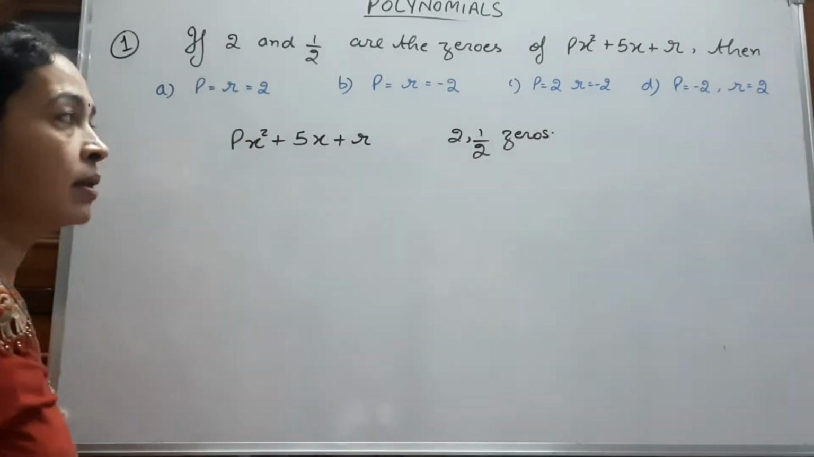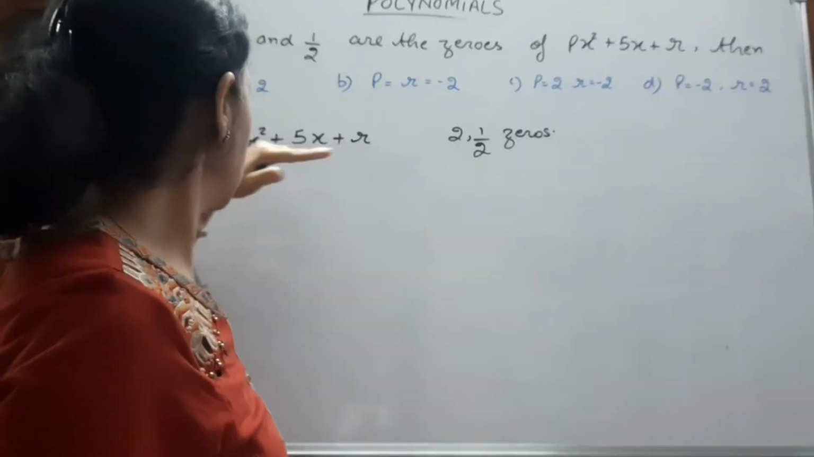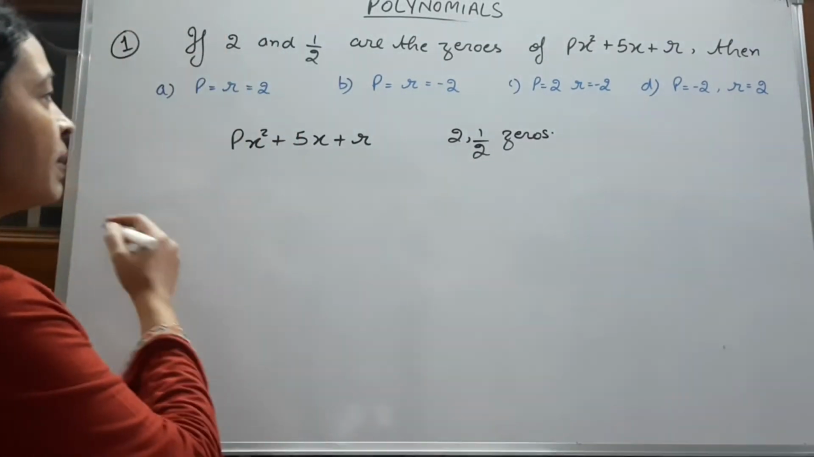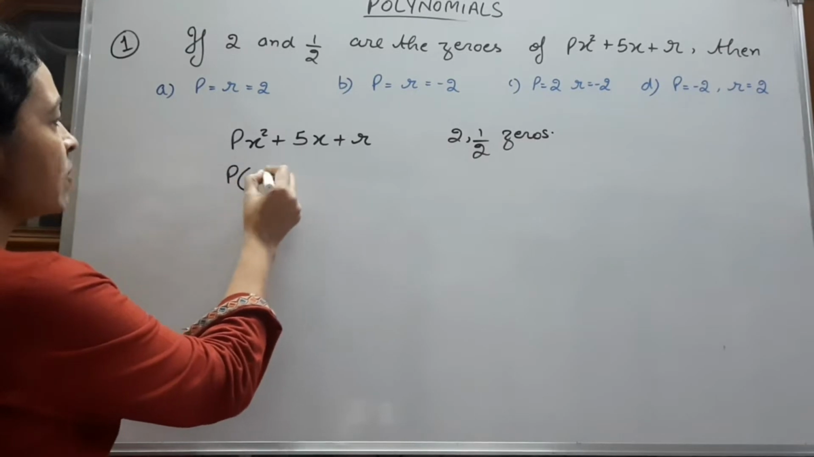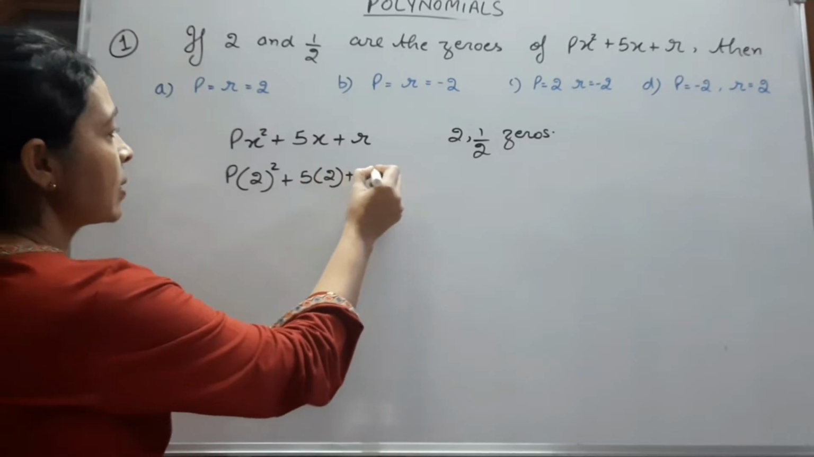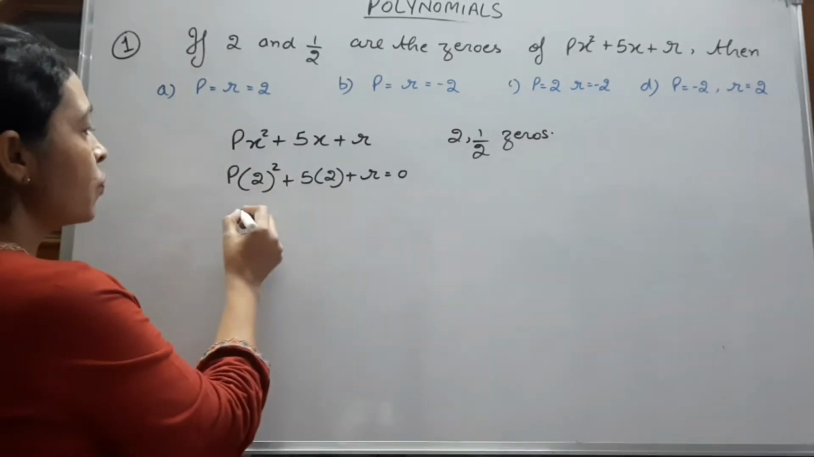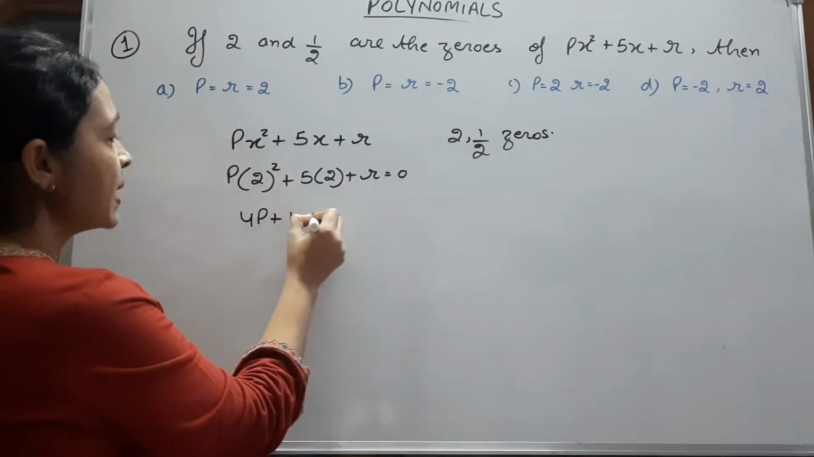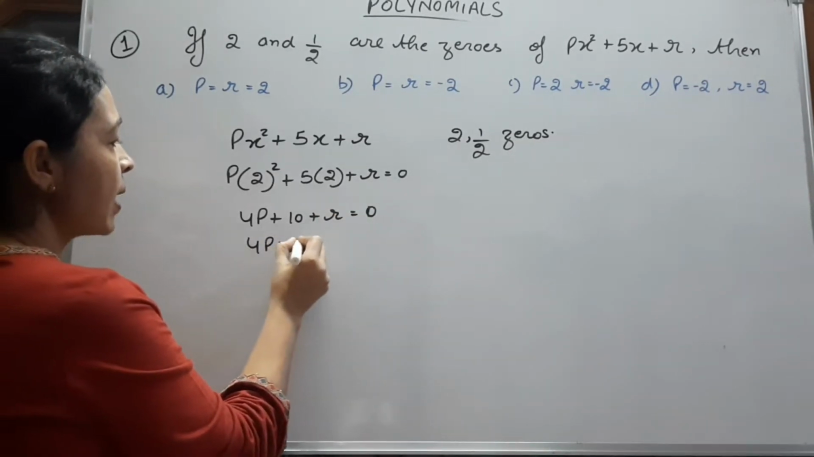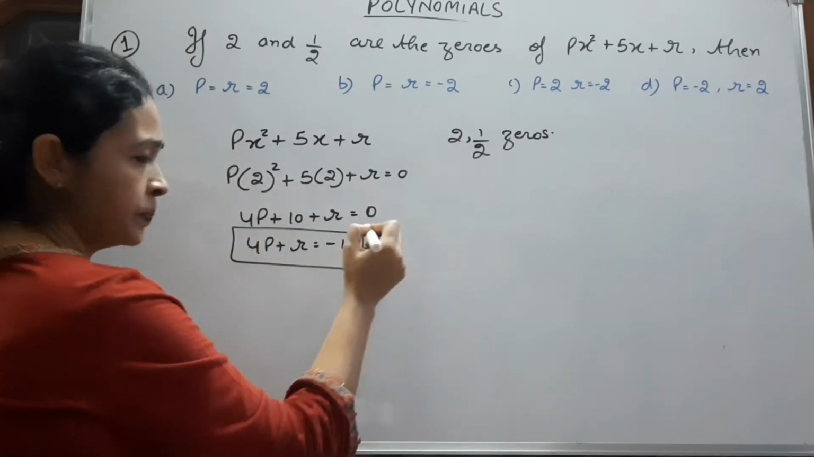What does this mean? If 2 is the zero of this polynomial, it means if we put 2 in place of x, the answer will be equal to 0. Polynomial will become 0. So in place of x we put 2: p into 2 square plus 5 into 2 plus r, and this equals 0 because 2 is the zero. 4p plus 10 plus r equals 0. 4p plus r equals minus 10. Take this as equation 1.